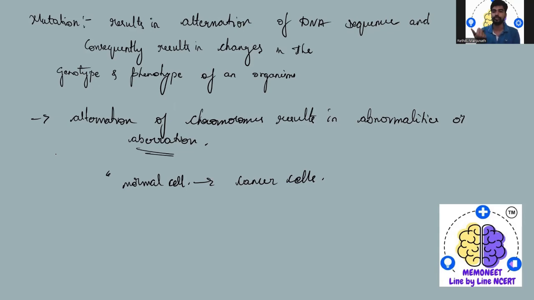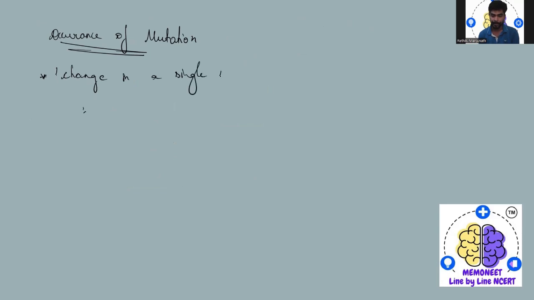Then how exactly does mutation occur? One general theory of the occurrence of mutation is a change in a single pair of DNA. So can I call it a point mutation? An example is sickle cell anemia.